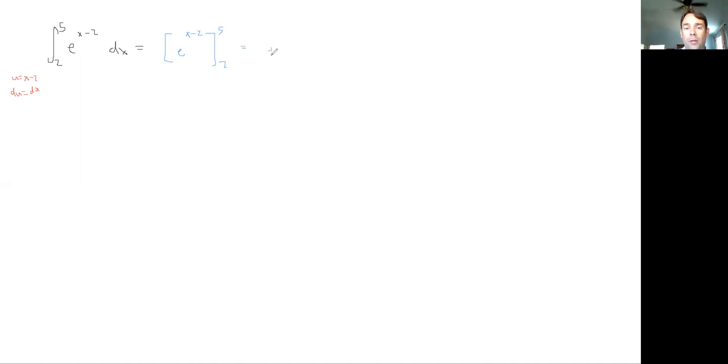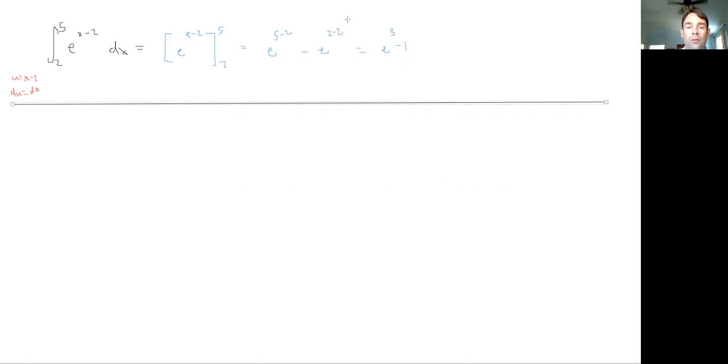So e to the 5 minus 2 minus e to the 2 minus 2, which would be equal to e to the 3rd minus 1. All right, so again, same idea. We're not going crazy with it here. We're just going to do some definite integrals now that also involve the letter e.